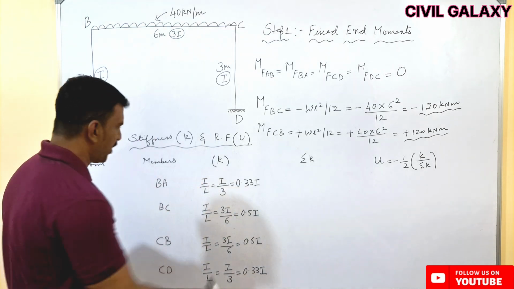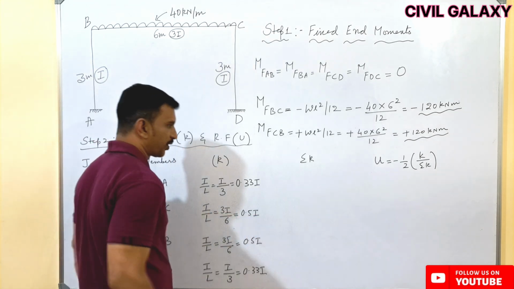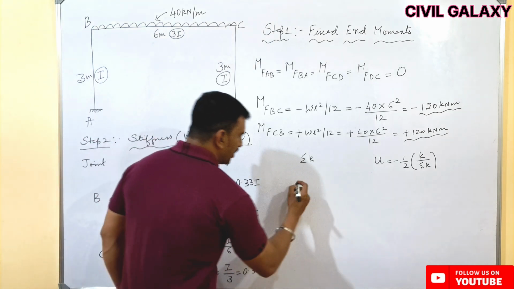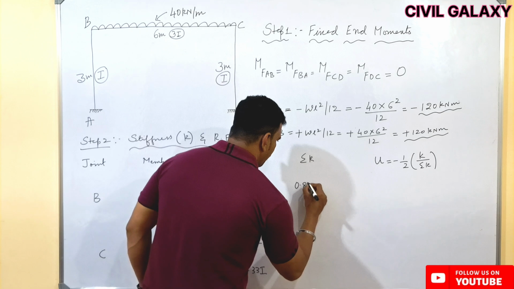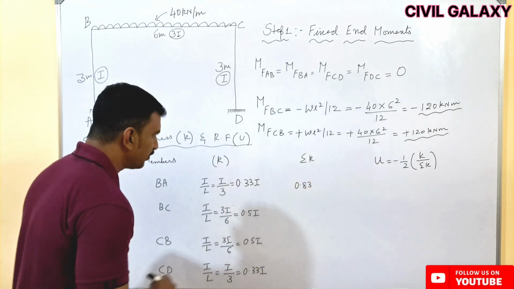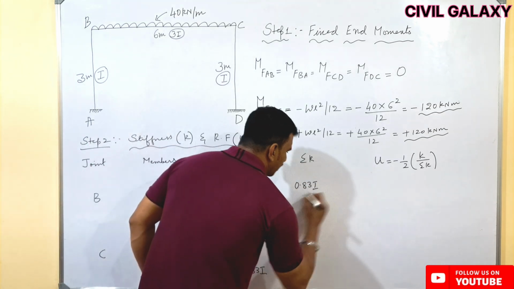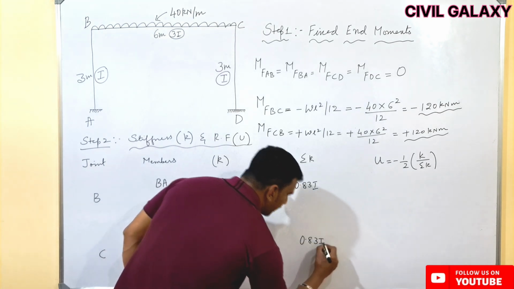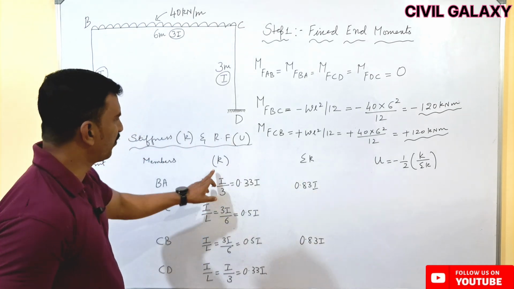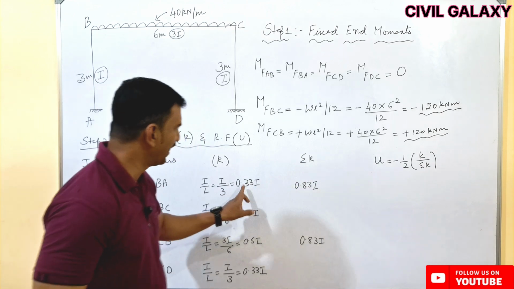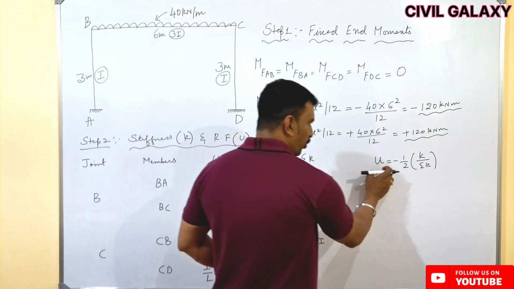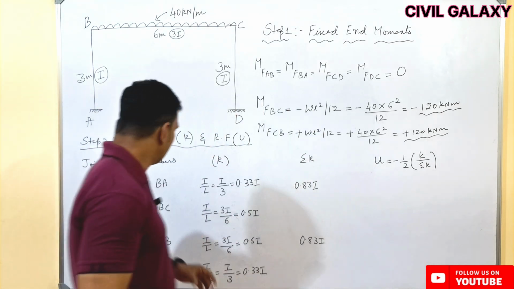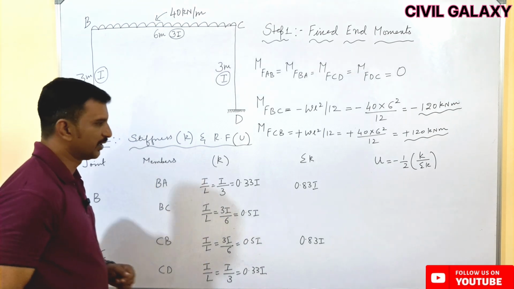So now if we take the summation of these two members for the joint B, this will be equal to 0.83I. So now we have got the values of K and sigma K. Applying these values, we find the rotation factor for each particular member we have considered.